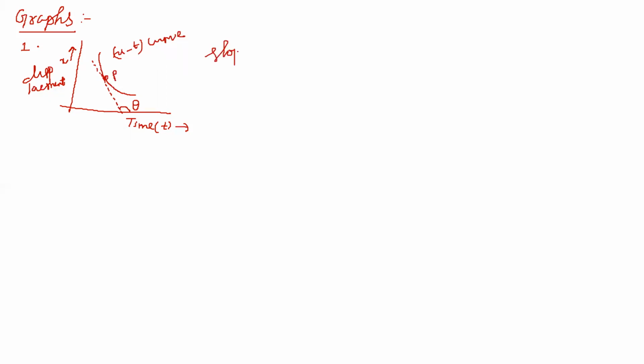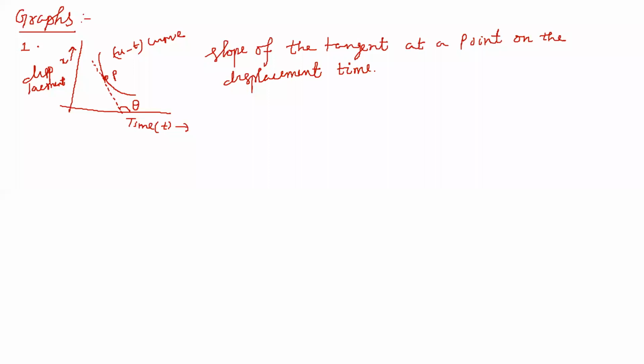Students, write: the slope of the tangent at a point on the displacement-time graph gives the instantaneous velocity at that point.